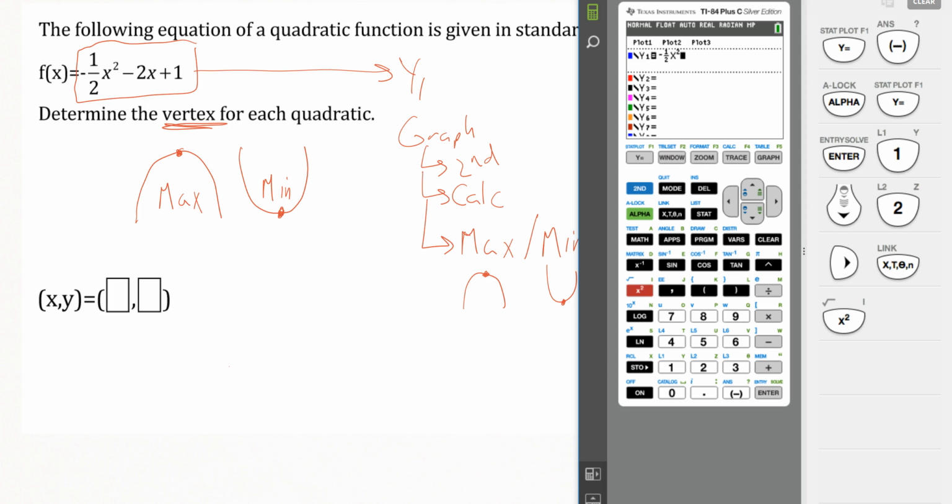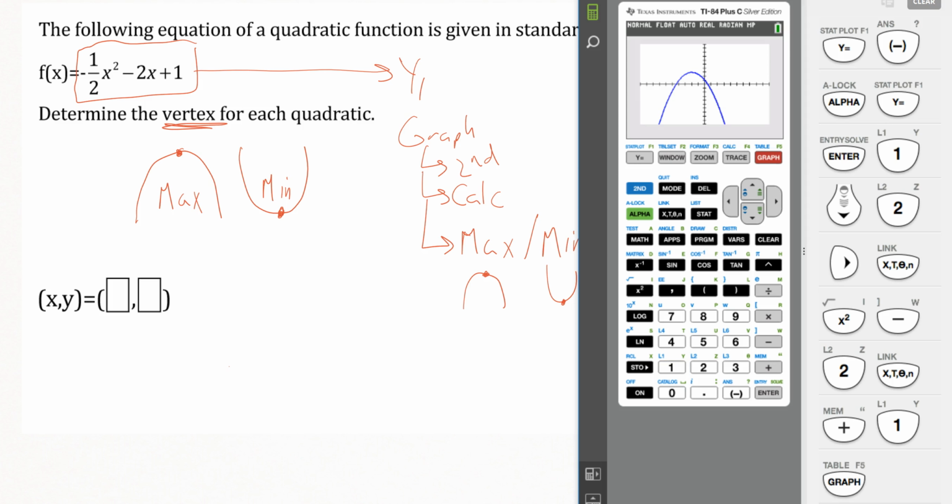So from there, we just keep going, x squared, and then minus 2x, and then plus 1. And we go ahead and graph it and take a look at what we find. So what we have in this situation is we've got the upside down U going on. So our vertex is going to be happening at the peak of this graph, or the max. And so we're going to need to do a second calc max.